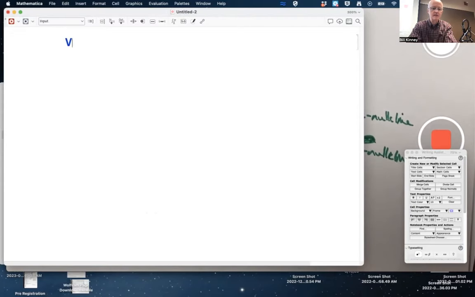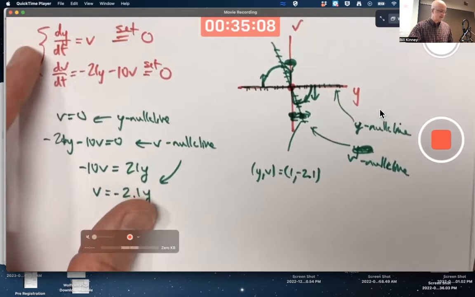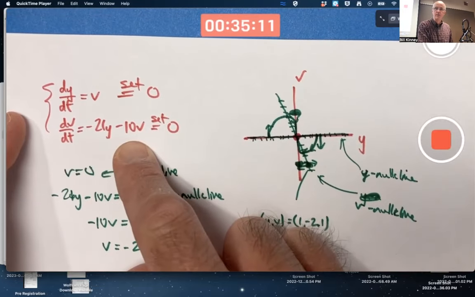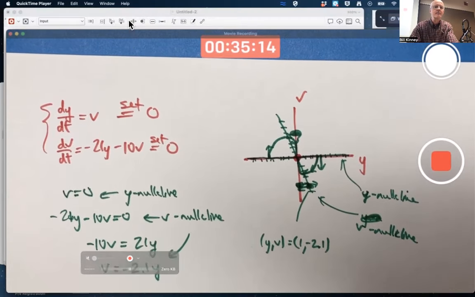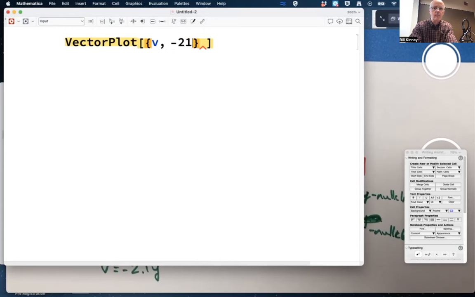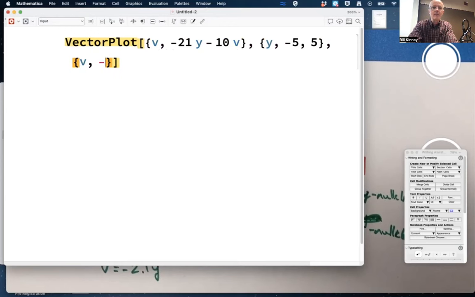If I was going to plot this with Mathematica, VectorPlot makes vector fields as well as slope fields. The difference compared to slope fields is you don't put a 1 first. You put the right-hand sides of the system, v first and negative 21y minus 10v second. But in labeling the axes, y is horizontal, v is vertical. I want the y first and the v second. Okay, let's just see what it looks like.